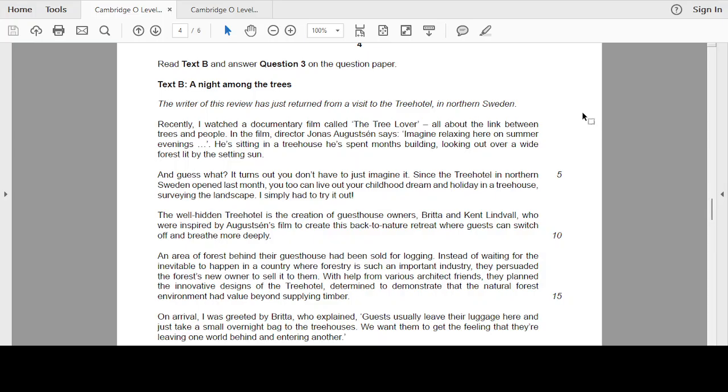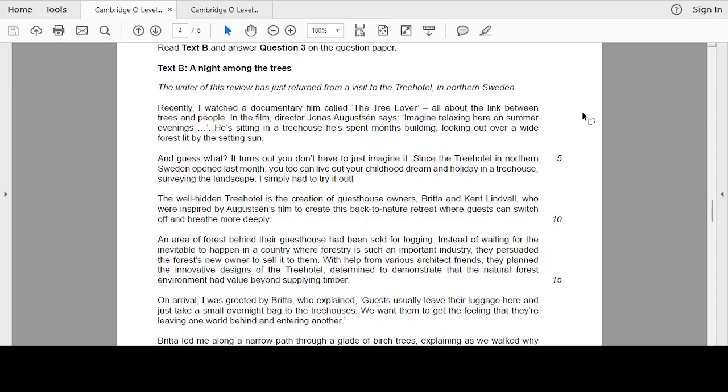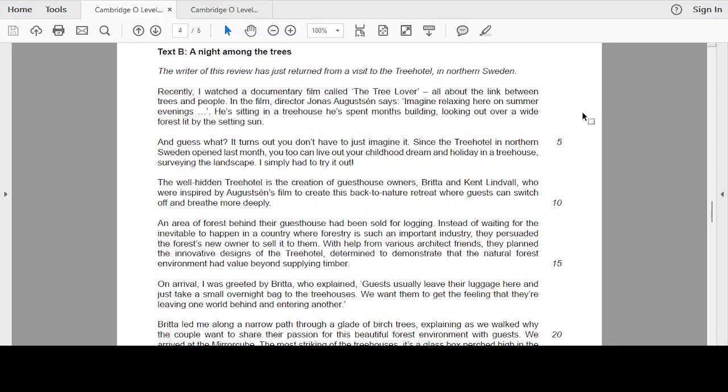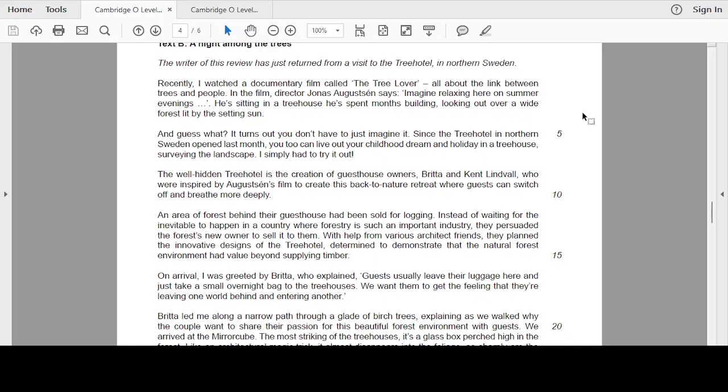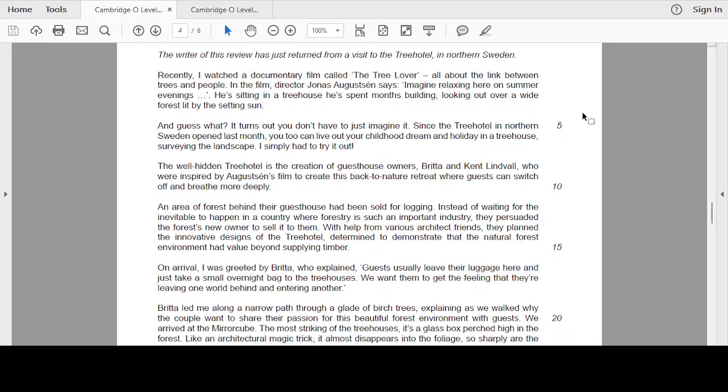Now, as I mentioned in techniques to attempting the paper, read the text before reading the question. So text B, if you have already begun reading it while I was setting things up, that's good. Otherwise, you can start reading now. The text is titled "Night Among the Trees," again from the Specimen 2024 paper. So go ahead, take a read. Let me know when I need to scroll. Once we're done reading, we can take a look at what exactly we have to do.